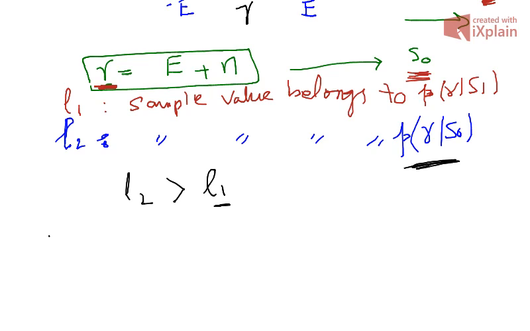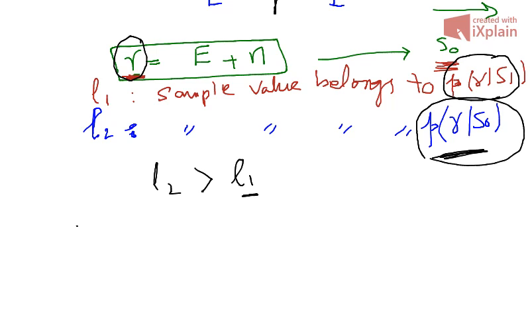Or in other words, we say the likelihood that the sample value of R belongs to this likelihood function is greater than the likelihood that it belongs to PR given S1, right? So L2 is greater than L1. So the likelihood that this is S naught is more than the likelihood that it is S1, right?